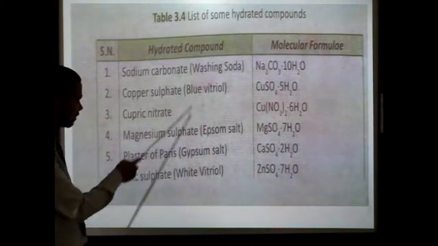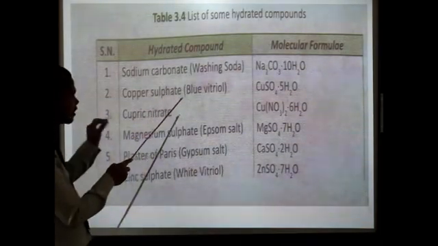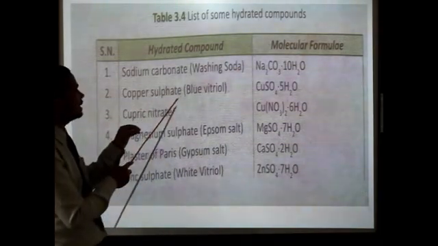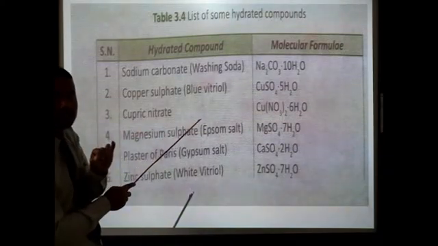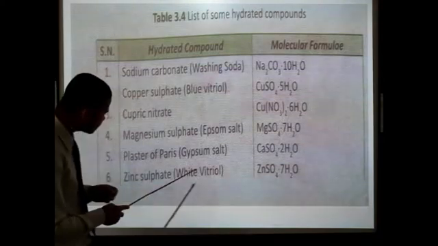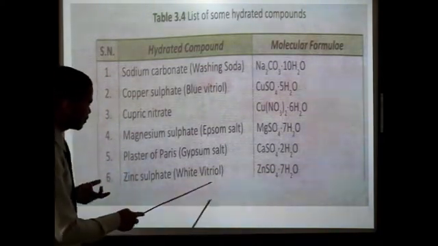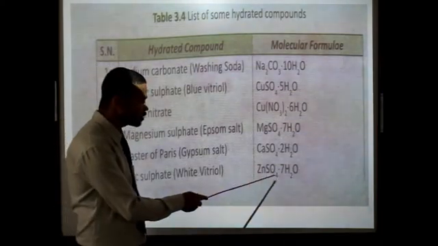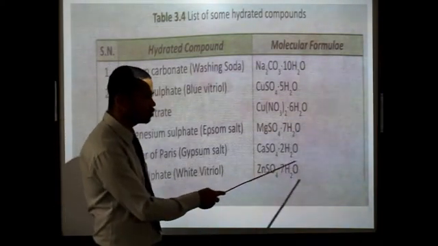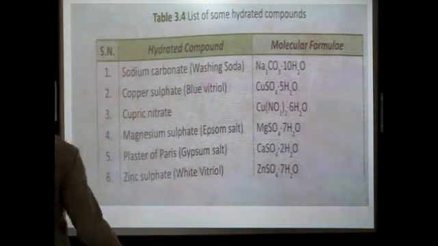See here, common vitriol. Vitriol means salt of sulfate. The salts which have sulfate in them are called vitriol. Blue vitriol because copper sulfate is blue in color. White vitriol because zinc sulfate is white in color. So white vitriol formula: ZnSO4.7H2O, zinc sulfate heptahydrate. Okay.